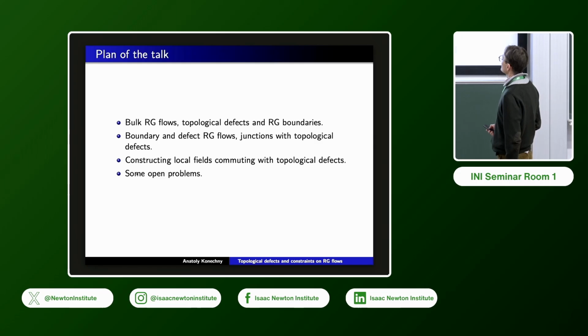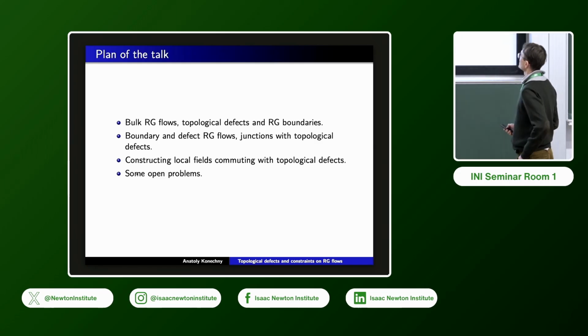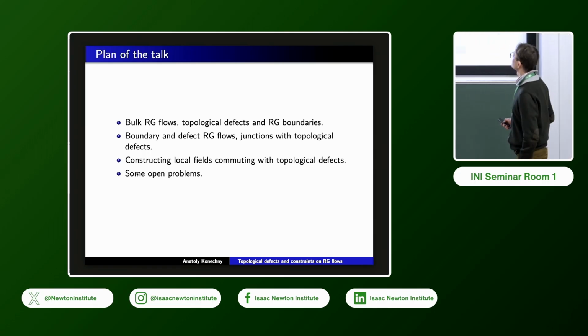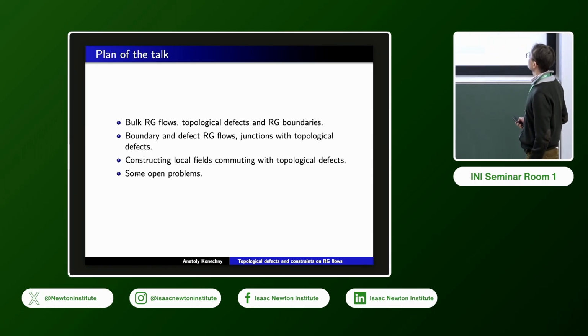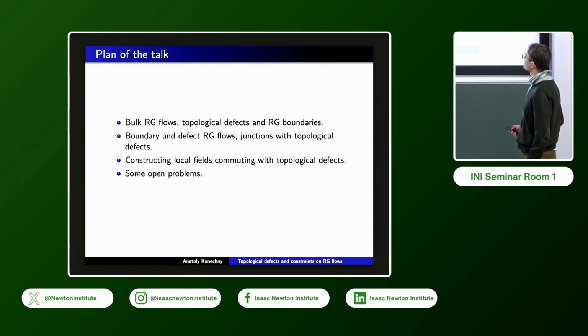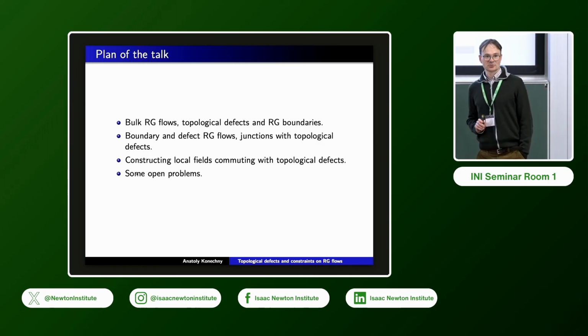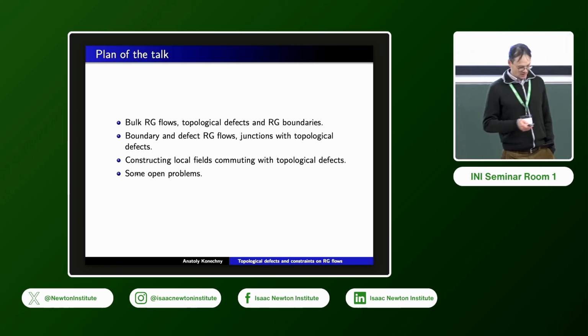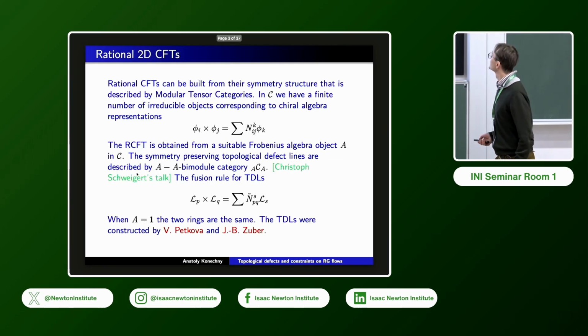And then after this, I'll mention some interesting mathematical problems which arise when you try to systematically construct local fields which commute with topological defects. And I'll finish off with some open problems, although along the way I'll also be mentioning things that I don't know, and I think it would be interesting to work out.